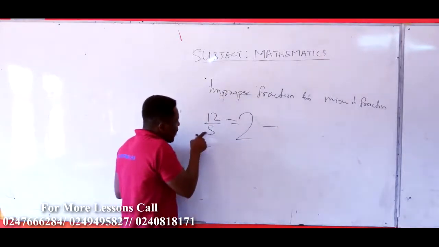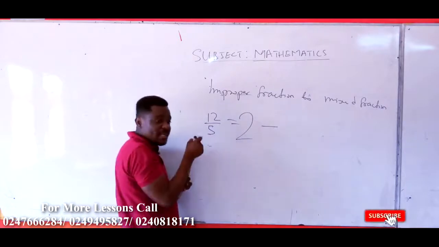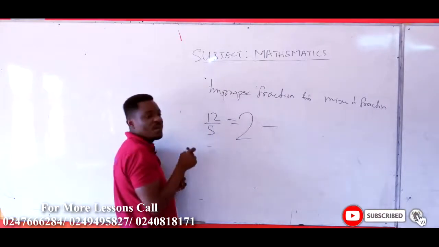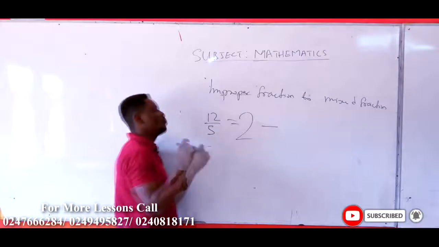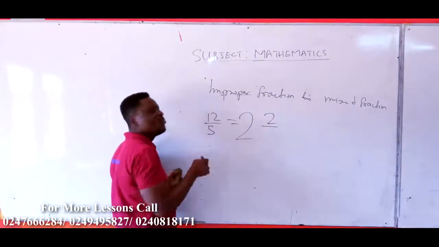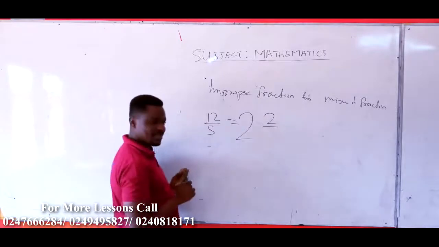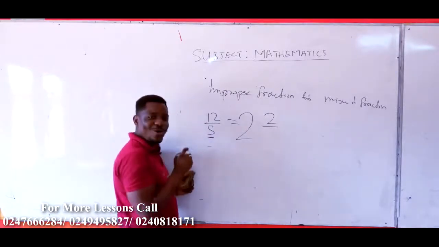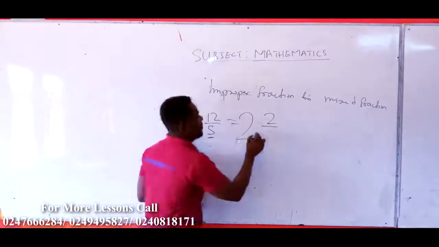Now, remember what? If you take 5 times 2, you are going to get 10. If you take the 10 out of the 12, how many oranges are left? 2. Good. So you write the 2 here. So the 2 is your new numerator. All over what? The old denominator. Don't forget. Good.